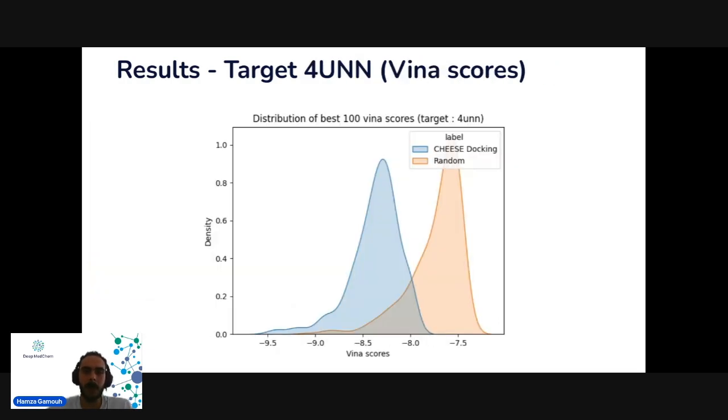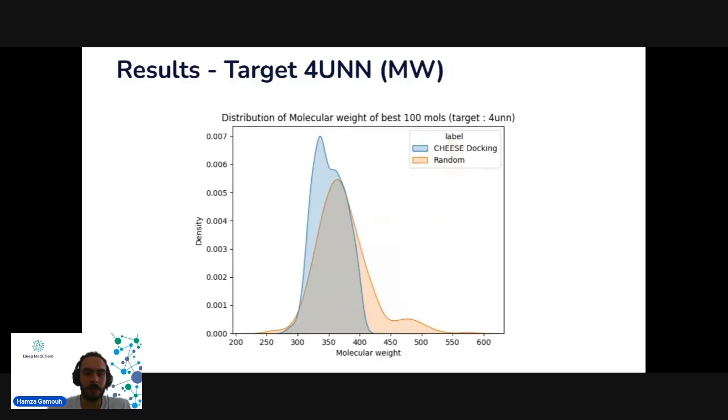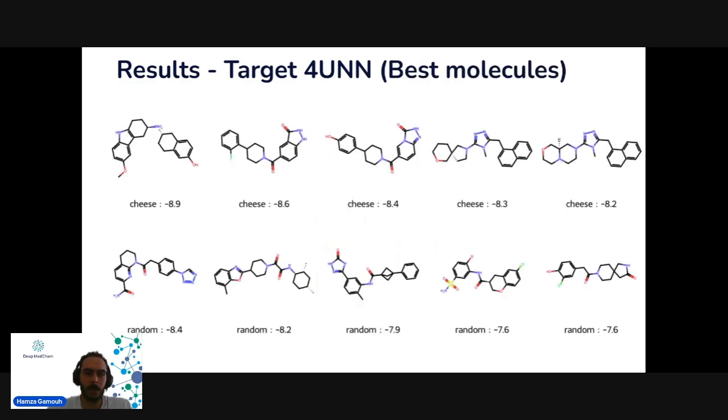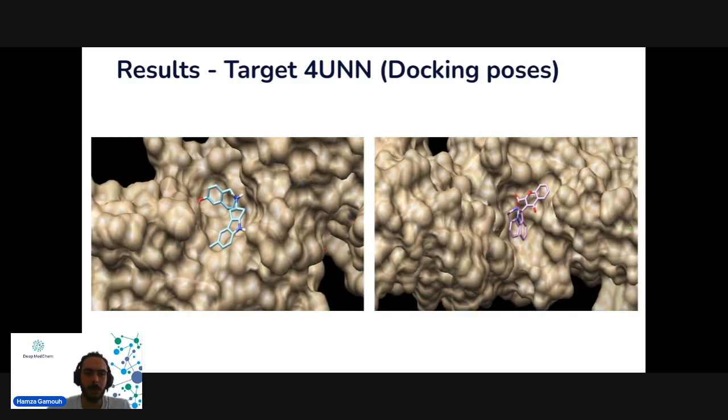Here we have the M. tuberculosis thymidylate kinase with this PDB ID. You can see that cheese is also performing well, although the molecular weight here is much less than what's in the random molecules. You can see here the best molecules and also the docking pose of one of the selected molecules from both cheese and random.